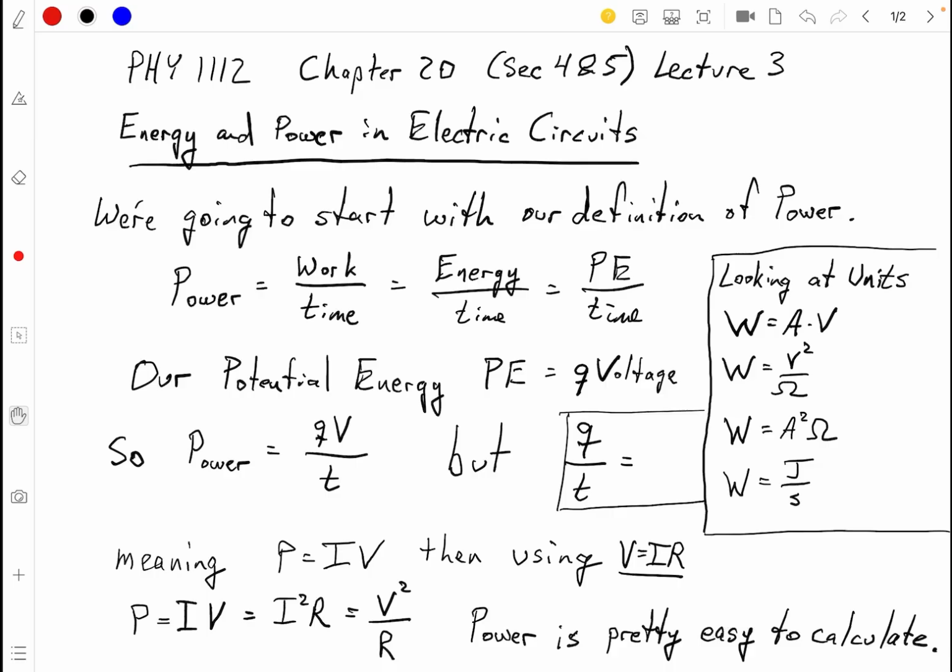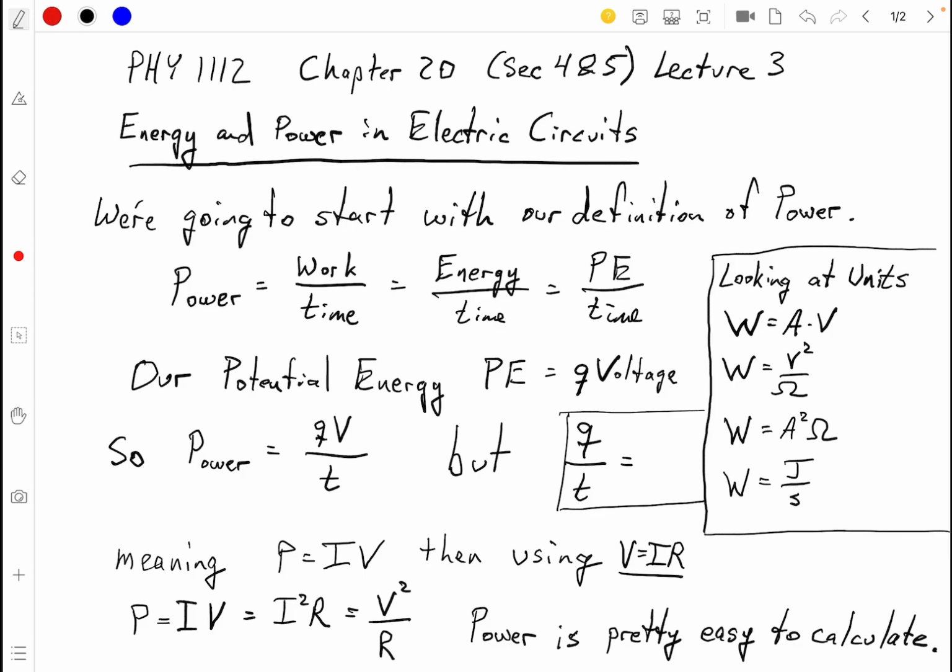So let's start with our definition of power. Power equals work over time. And you guys know that pretty well. Which means energy over time, which means we could start with our potential energy. If our potential energy is equal to Q times our voltage, so whatever the little charge is that's getting pushed around, then that means that our power is equal to Q times our voltage divided by T.